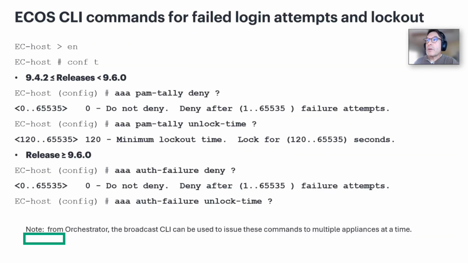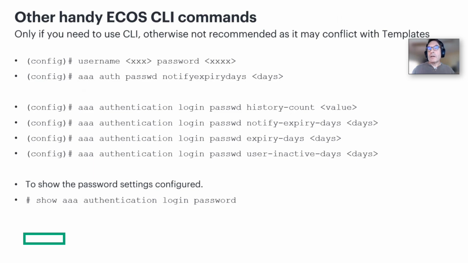If you're running an Orchestrator less than 9.6, the command is AAA PM tally. Deny is number of failure attempts, and unlock time is how long you're locked out. If you're running a 9.6 Orchestrator, the CLI command is AAA auth failure deny or auth failure unlock time. There are a bunch of relevant CLI commands, I didn't list them all. I would express caution using these commands to administrate passwords and password policies. You should be using the Orchestrator templates to do that.